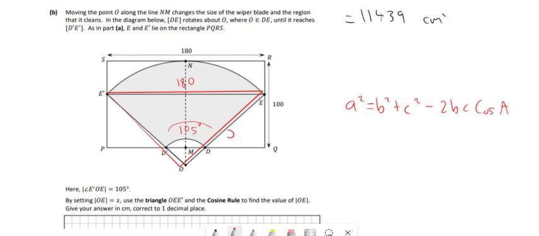We don't know what the side is, but we're going to let it be equal to x, and because it's symmetrical, x has to be the same on both sides. So I'm going to put it into the cosine rule. 180 squared equals x squared plus x squared minus 2 times x, so minus 2x squared cos of the angle, which is 105.